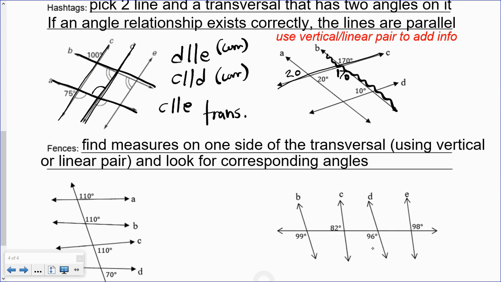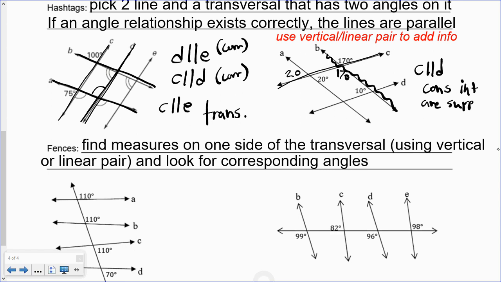So what do you know about C and D? They are parallel, because consecutive interior angles are supplementary. You do need to defend your answer like we were doing in the first part of the notes.